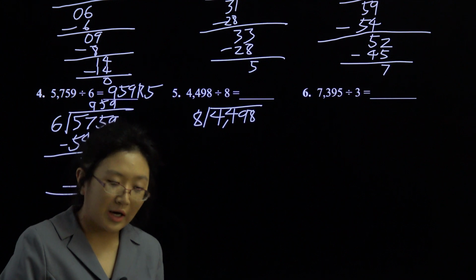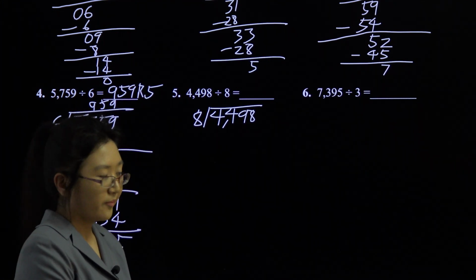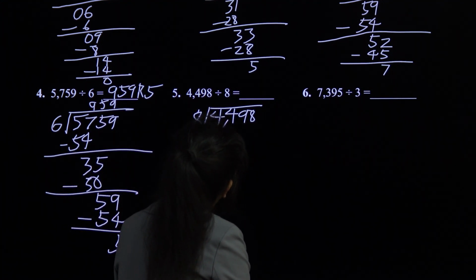If you want to know whether or not a number is divisible by 4, then you would look at the last 2 digits. In this case, it's also a no.